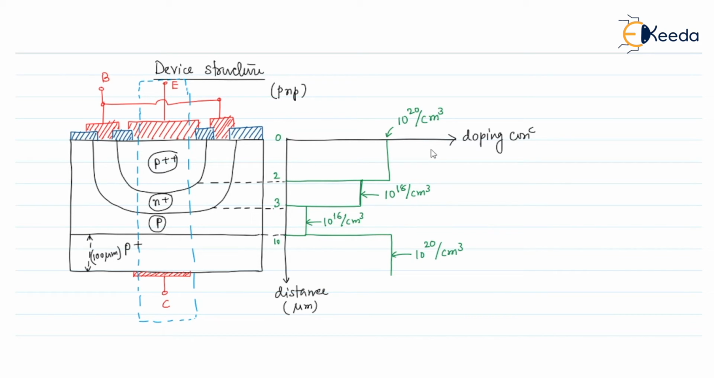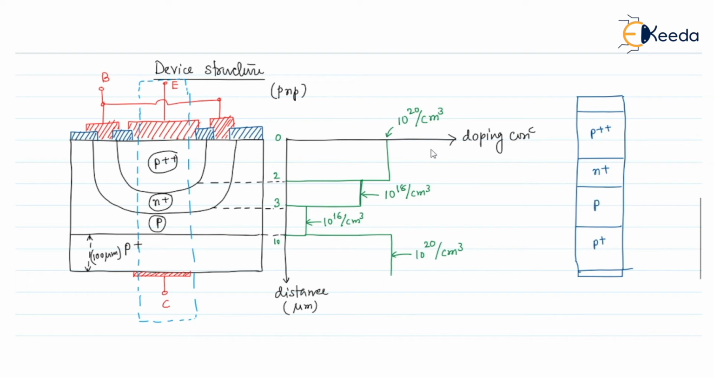The dotted region will look like this. I am drawing here. So this is the P plus plus region. This is the N plus region. This is the P region. This is the P plus region. And here there will be a metal contact. So this is the metal contact.